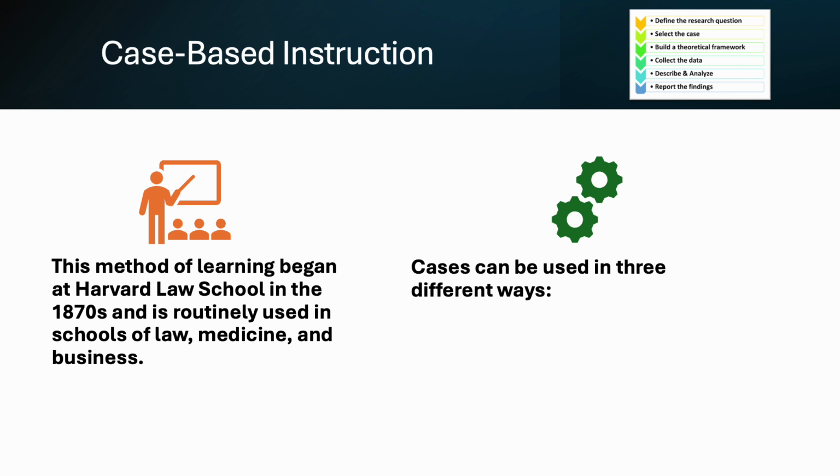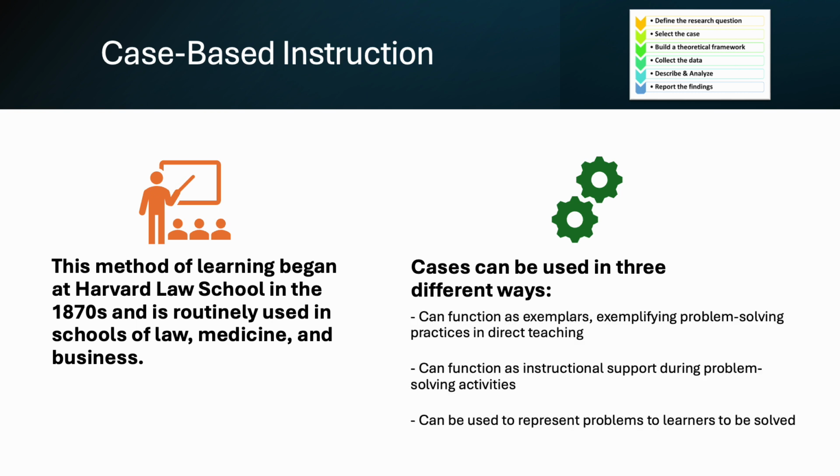For our next method of learning-centered instructional approaches, we have case-based instruction, or CBI. Case-based instruction began at Harvard Law School in the 1870s and is routinely used in schools of law, medicine, and business. As you can see, cases can be used in 3 different ways. Cases can function as exemplars, exemplifying problem-solving practices in direct teaching. Cases can function as instructional support during problem-solving activities, and cases can be used to represent problems to learners to be solved.